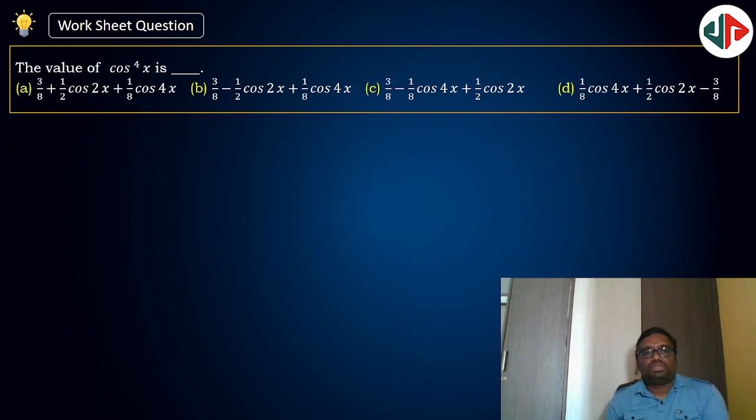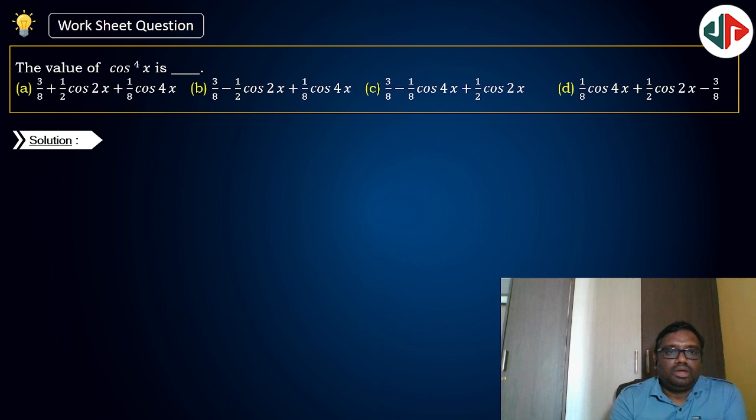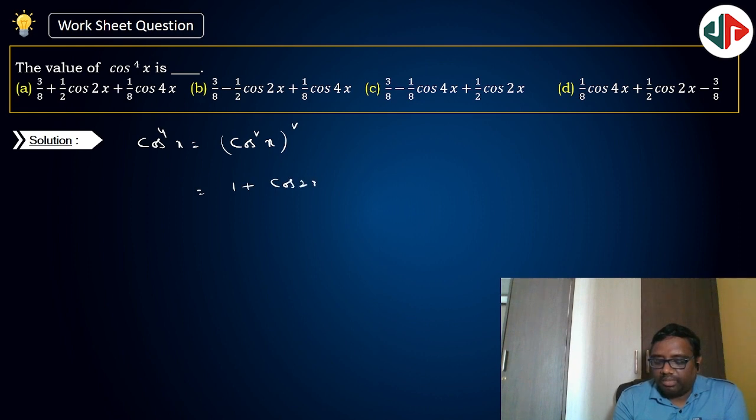What is the value of cos of 4x? Cos of 4x we can rewrite as cos square x whole square. Cos square x we can rewrite as (1 plus cos 2x) by 2 whole square. So if you simplify, it becomes (1 plus cos square of 2x plus 2 times cos 2x) by 4.